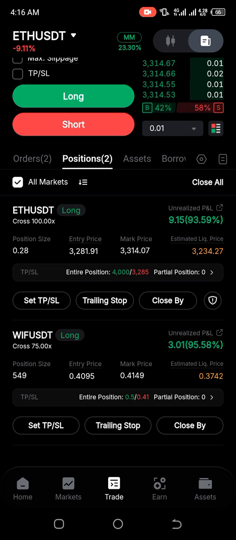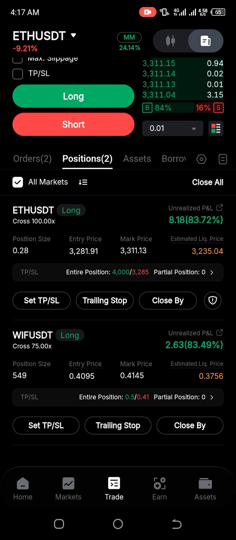As you can see, I have a small trade here, and on this trade we have an Ethereum and a wave going on here. As you can see, the Ethereum is in 95% profit, while wave is also around 92% profit. So the first thing you need to do is to lock in your capital. So how do you lock in your capital?